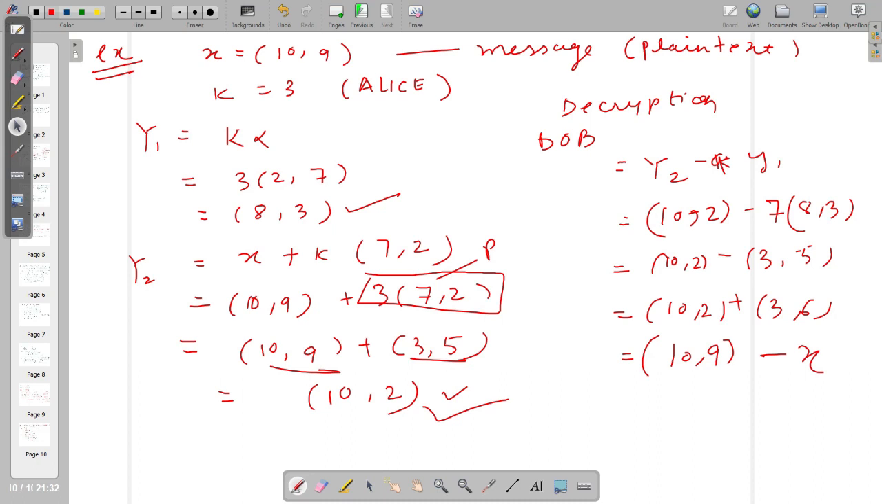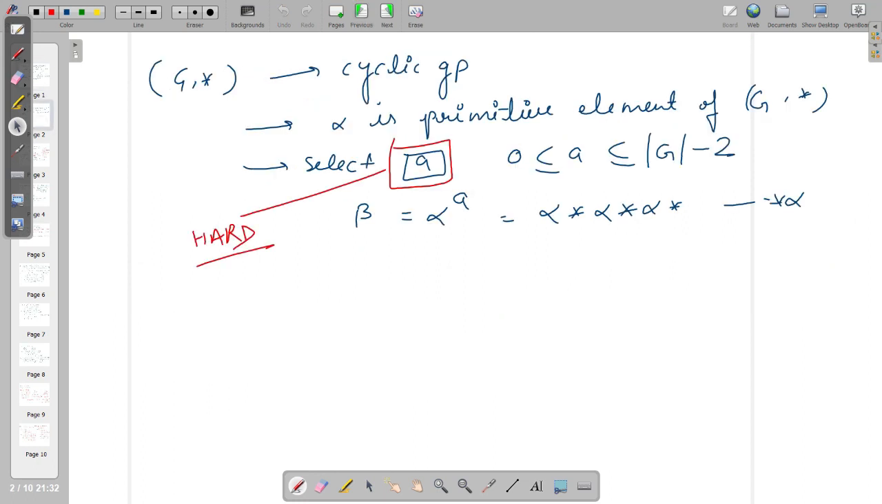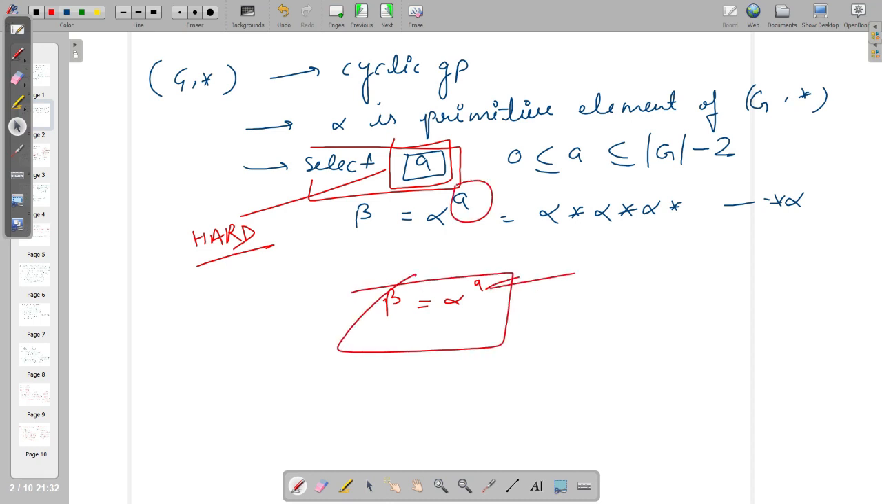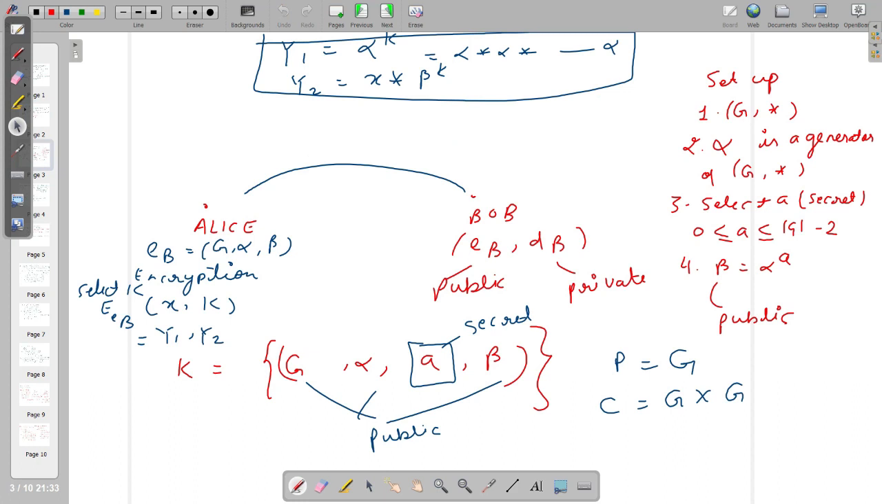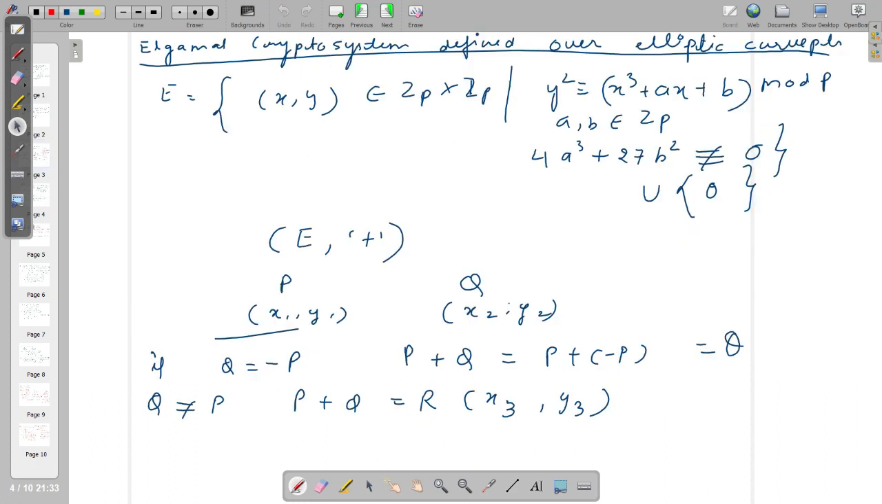Okay, so let's take a quick revision. This is just a definition of the Elgamal cryptosystem. If we are defining the Elgamal cryptosystem for a group, we define the discrete log problem to select the value of A, where alpha is the generator and beta is equal to alpha to the power A. To find the value of A, and this A is the secret key of Bob, is a discrete log problem. We can say this is a hard problem. So this is just an overview of how this cryptosystem works, and then we define the Elgamal cryptosystem over elliptic curves.